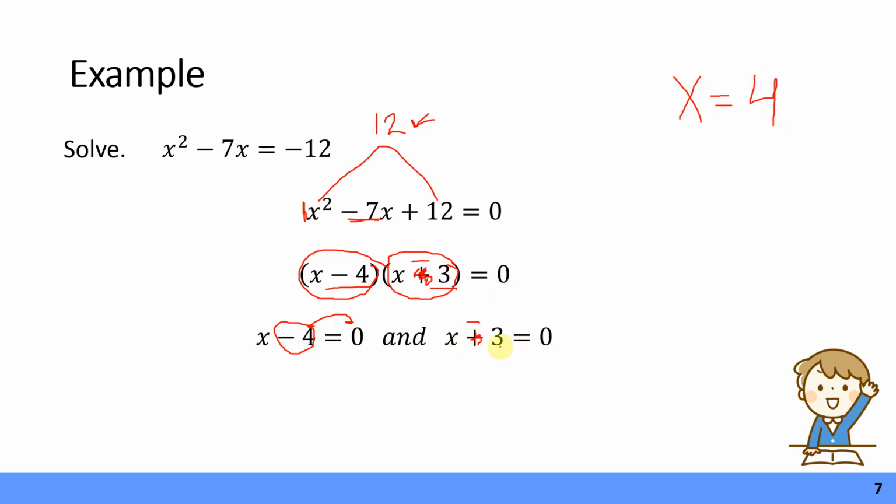And then I solve this one. How do I solve this one? I move the negative 3 to this side, and it becomes a positive 3. So my final answer for this one is 3.